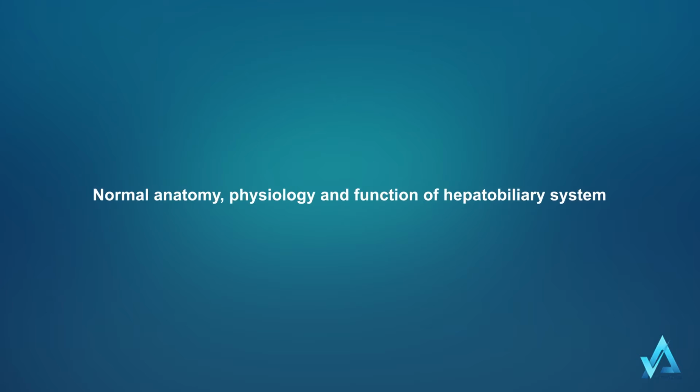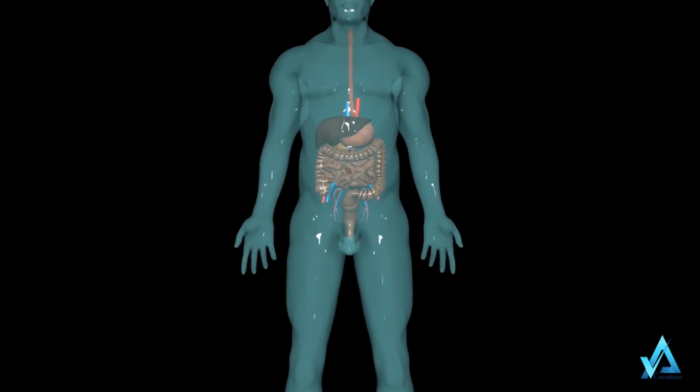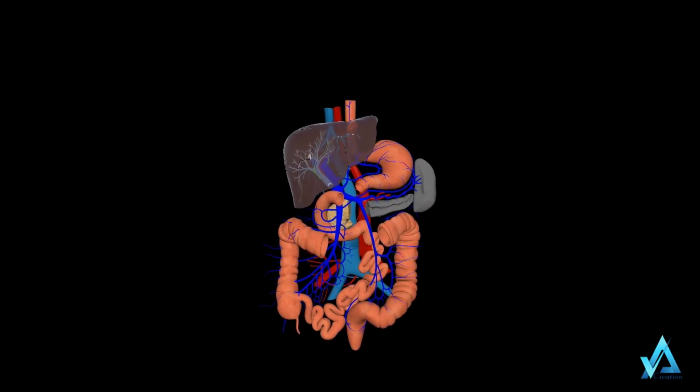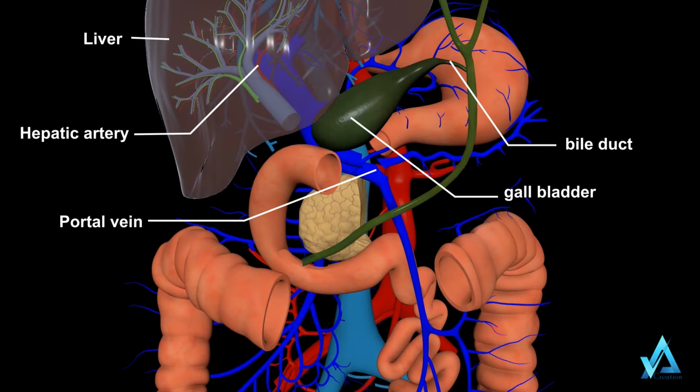Normal anatomy, physiology, and function of the hepatobiliary system. The hepatic system consists of the liver and all functionally related structures like the bile duct, gallbladder, hepatic artery, and portal vein.